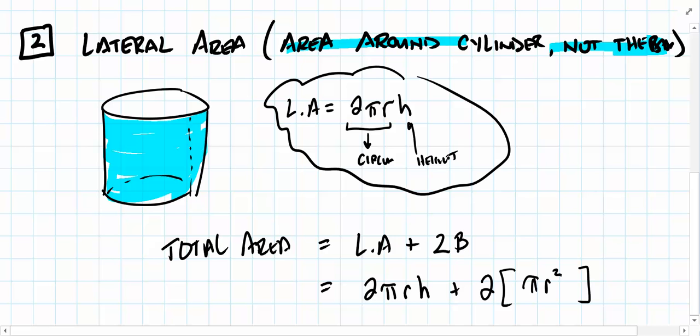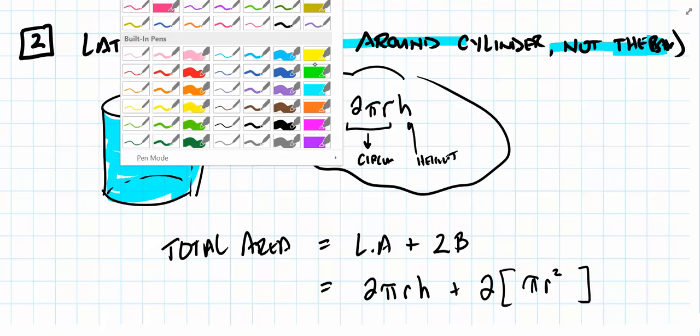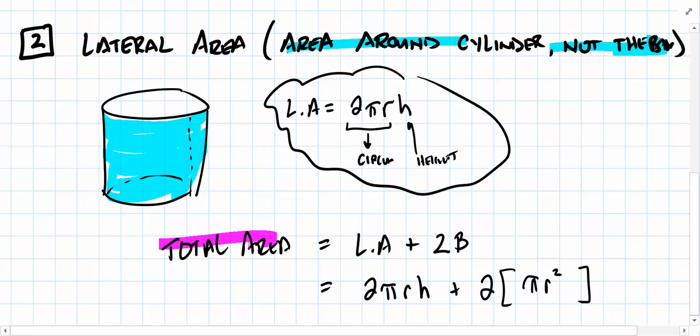Base area. Capital B is base area. Perimeter is circumference, okay? So this is the one that we're going to use for total area. It's going to be this one right down here.